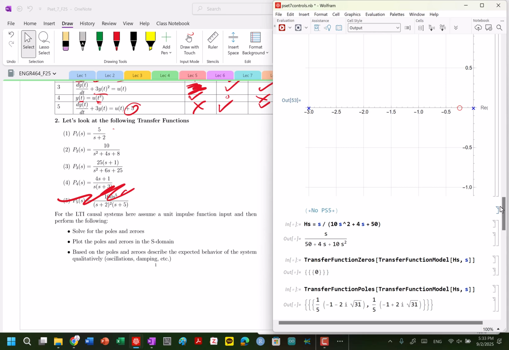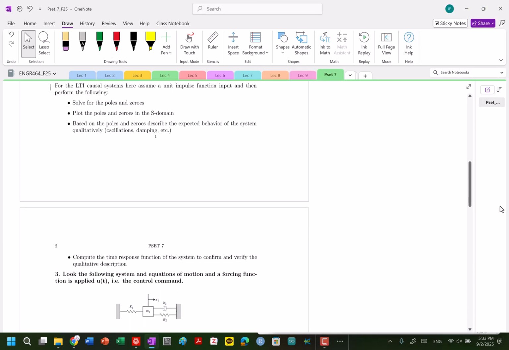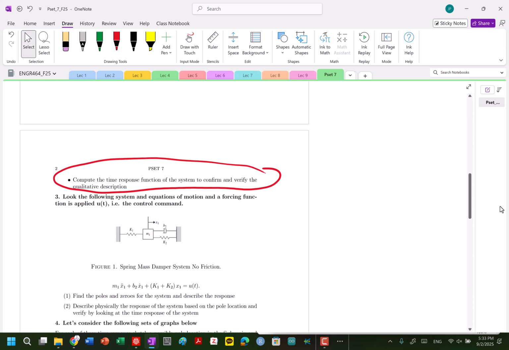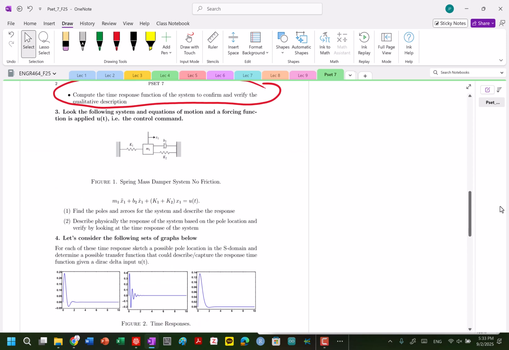Excellent. I would definitely suggest plotting the time response to confirm that qualitative description, and I'm looking forward to seeing that in your solutions. Great. Now let's look at the following system.